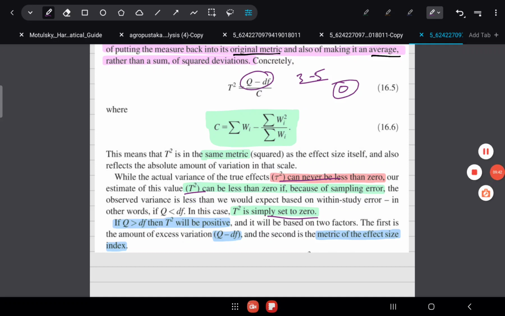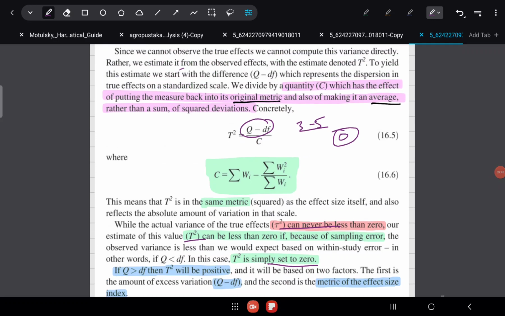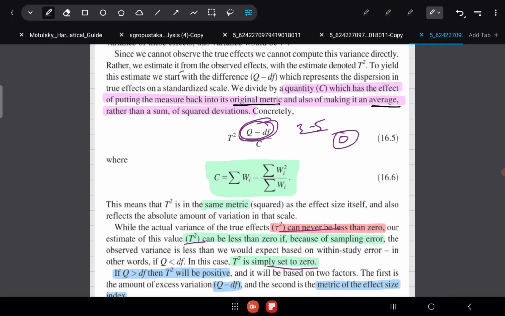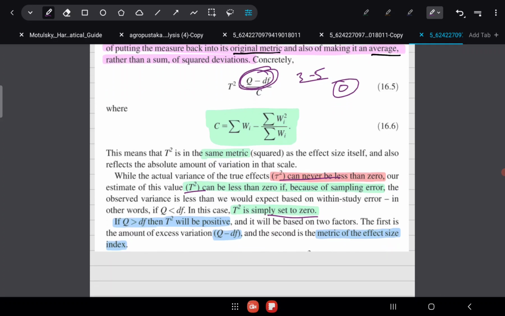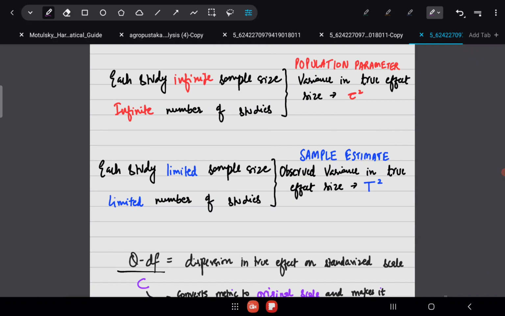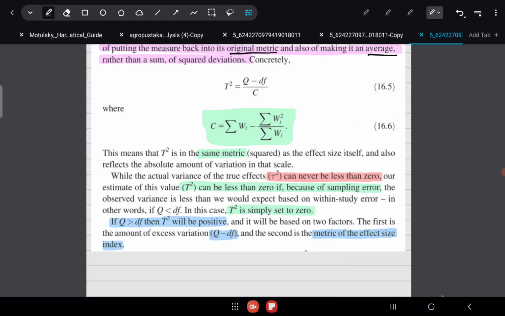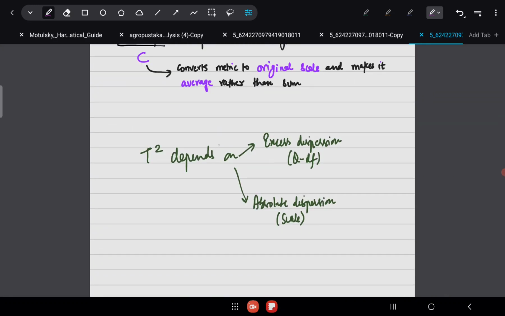Now the question is, what does this t-square depend on? It depends on two things. First, you can already see it depends on the amount of dispersion. If the value of Q minus df, which is nothing but excess dispersion, is more, then the t-square statistic will be more. But the second important thing is also the scale, and I'll show you with some examples how it depends on them. So just remember for now that it depends on two things.